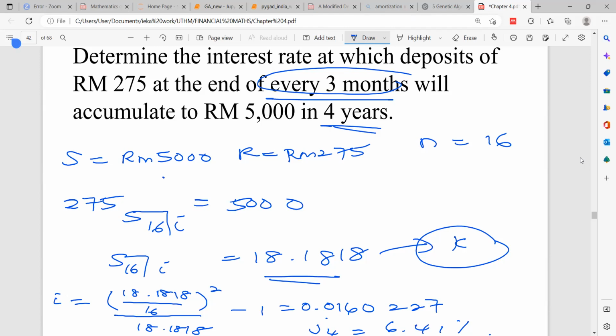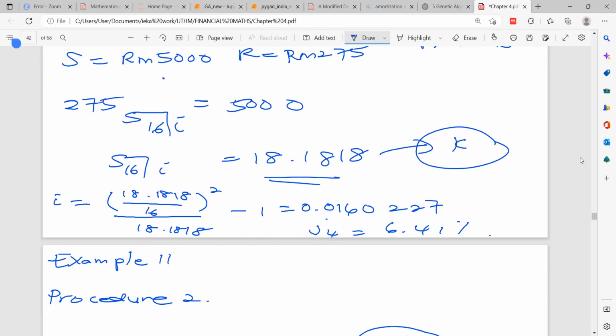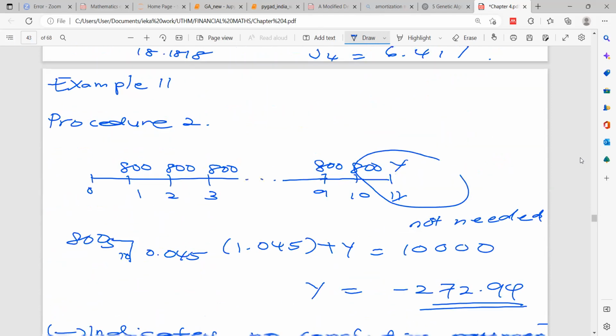Bila kita dapat value k kita ni, kita masukkan dalam formula yang kita sebutkan tadi, i is equal to (k over n) to the power of 2 minus 1, over k. So kita akan dapat kita punya value of i. Untuk case ni, bila awak dapat value tu, awak kena darabkan dengan 4 kerana dalam soalan ada disebutkan every 3 months. So maksudnya itu adalah secara quarterly.